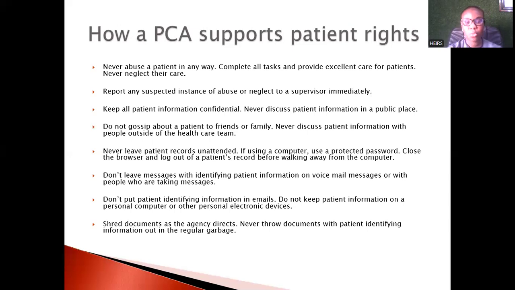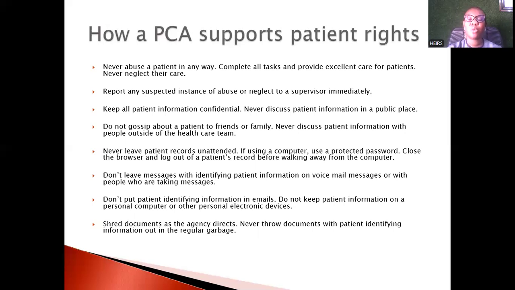You want to keep all your patient's information confidential. You never discuss your patient information in a public place. It's not something to be discussed over coffee in a cafe or in an eatery. You will not gossip about a patient to your friends or family. You leave work at work and family business in the family. You never discuss your patient information with people outside of the healthcare team. That will be you preaching confidentiality.